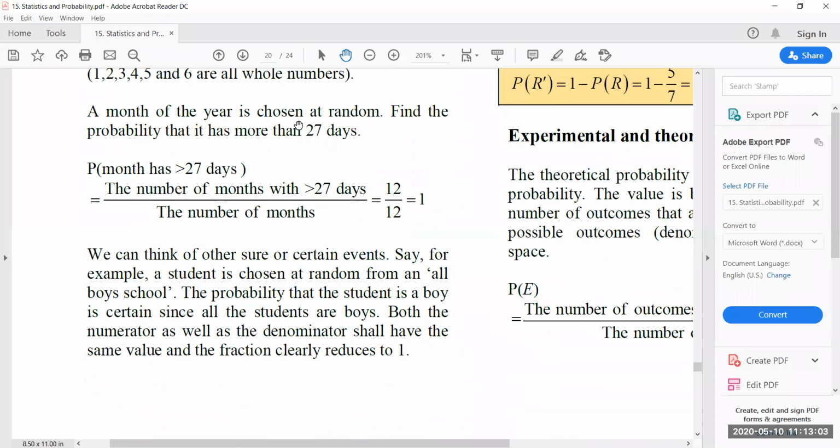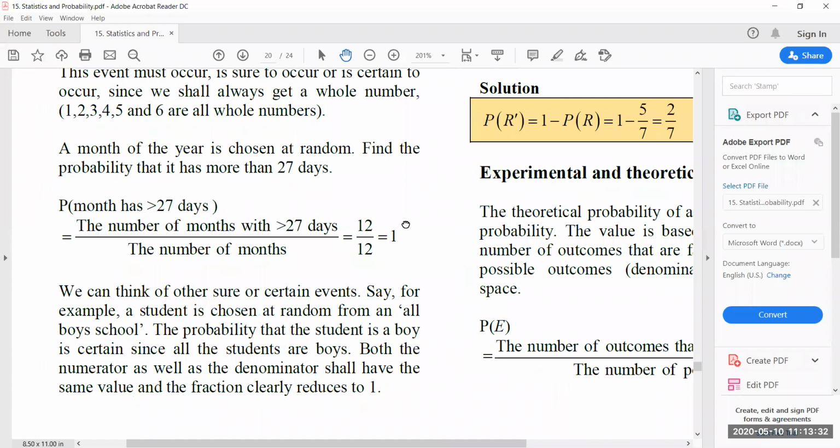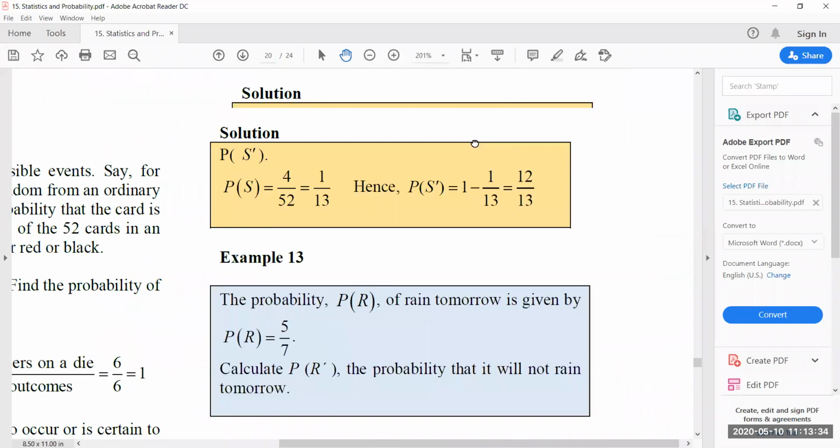So a month of the year is chosen at random. Find the probability that it has more than 27 days. So P will represent the number of months that has more than 27 days. Now, all of the months have more than 27 days. So it's 12 out of the number of months, which is 12, which is equal to 1. So this event is certain to happen. Yeah? Any questions so far? No, sir. All right.